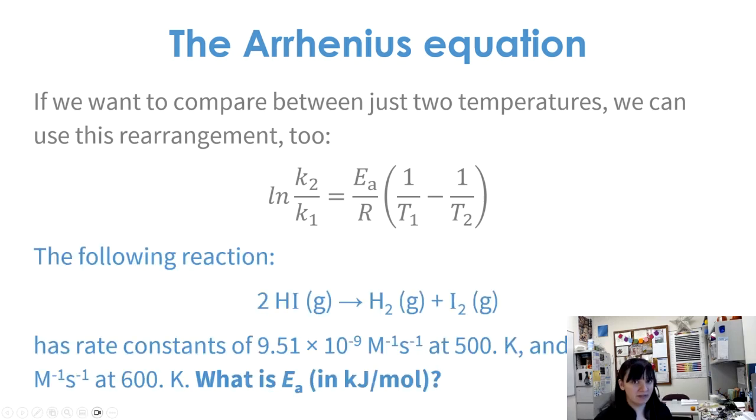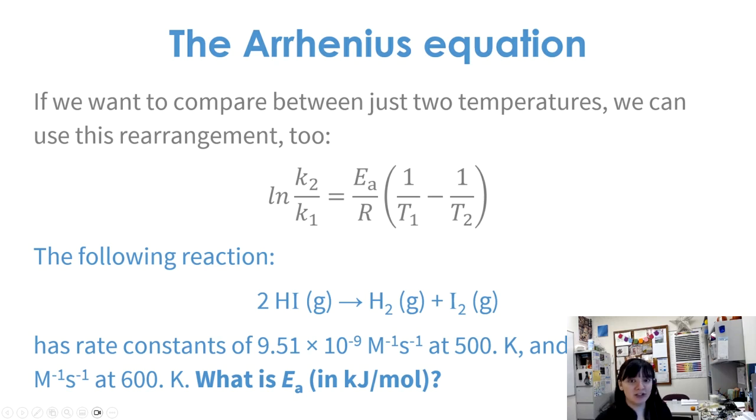So consider here I have this reaction of hydrogen iodide decomposing into hydrogen and iodine gases. For this reaction, I found two different rate constants at two different temperatures. The first one is at 500 Kelvin. The rate constant is 9.51 times 10 to the minus 9 per molar per second. And then the second rate constant is at 600 Kelvin, and that has a rate constant of 1.10 times 10 to the minus 5 per molar per second.